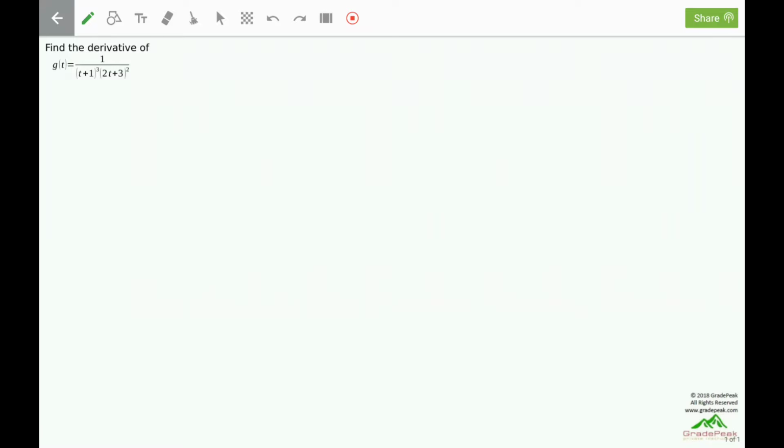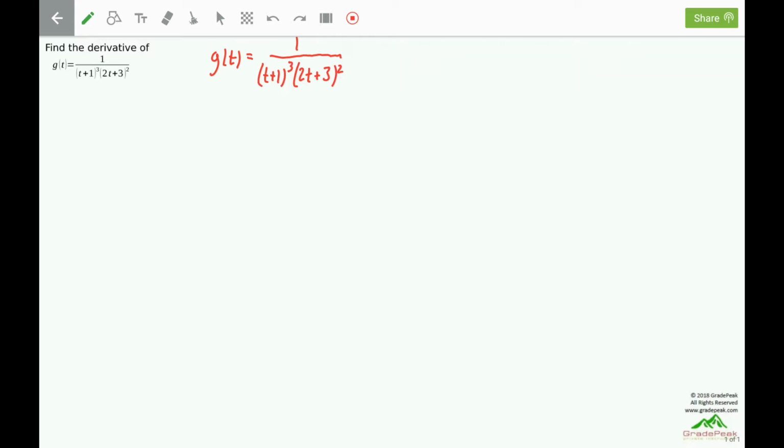Find the derivative of g of t equals 1 over (t plus 1) cubed times (2t plus 3) squared. So g of t here is the quotient of two different functions, a constant 1 divided by (t plus 1) cubed times (2t plus 3) squared, which is a product. Since the numerator is a constant, we are not going to use the quotient rule.